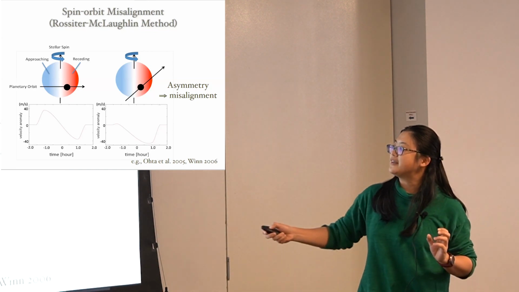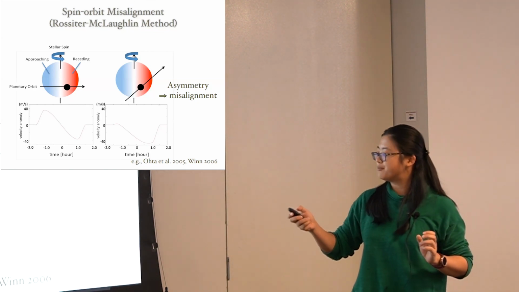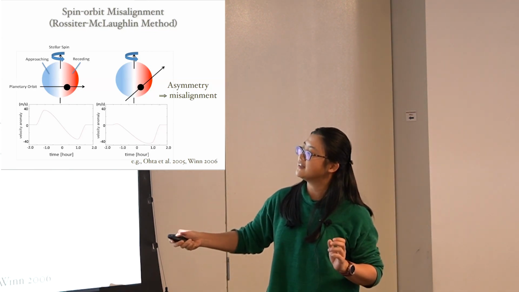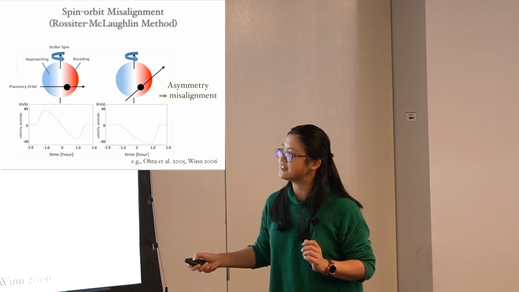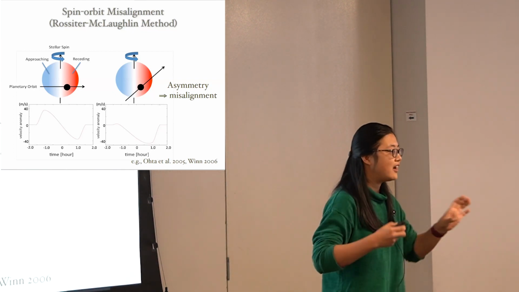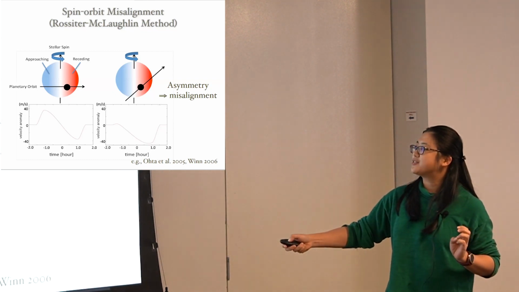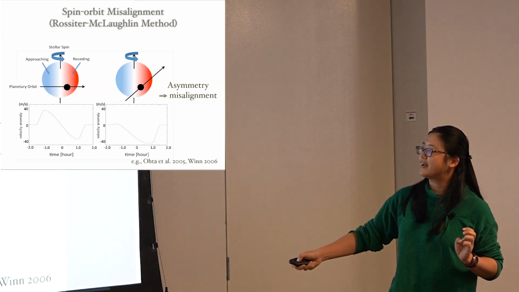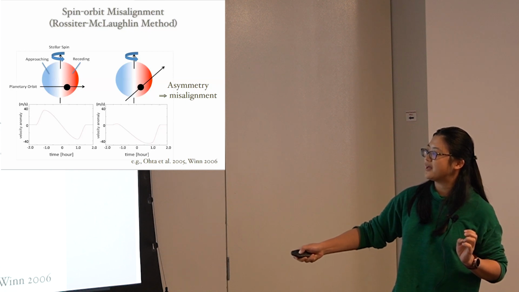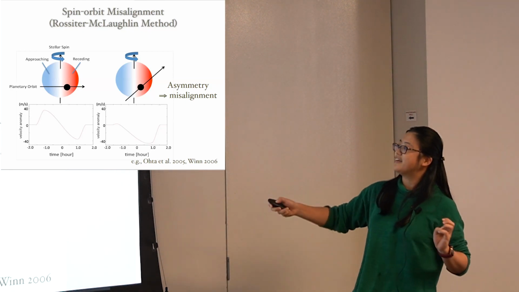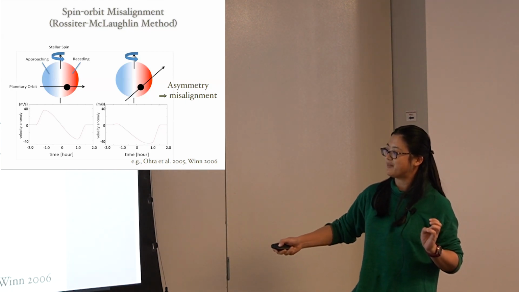However, if there's a planet orbiting in front of it, it can either block the approaching blue shifted side or the red receding side. That will leave a velocity anomaly. In the case when the planetary orbit is well aligned with the stellar spin, we can see that the velocity anomaly is symmetric. And when it's misaligned, we can see that the velocity anomaly is asymmetric.